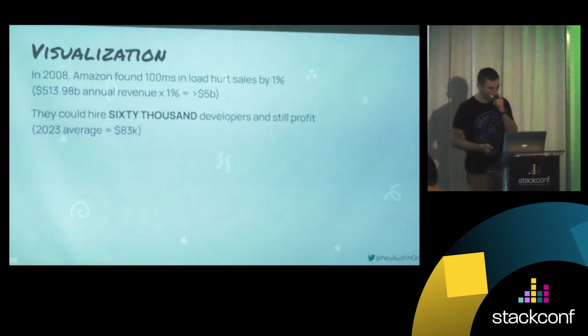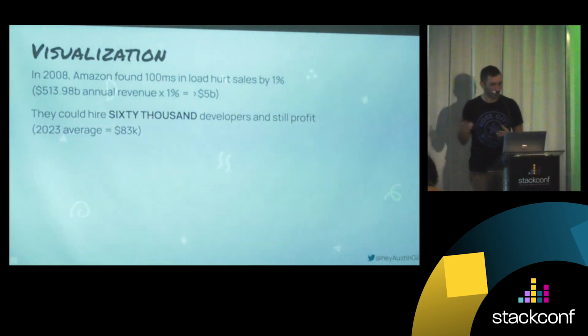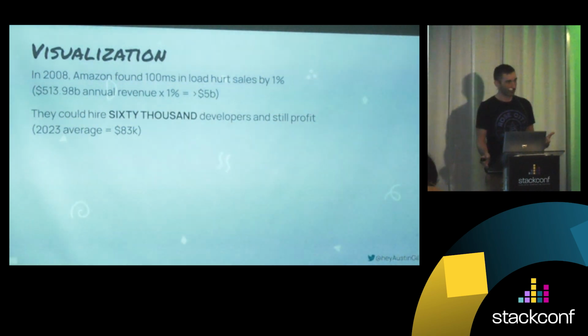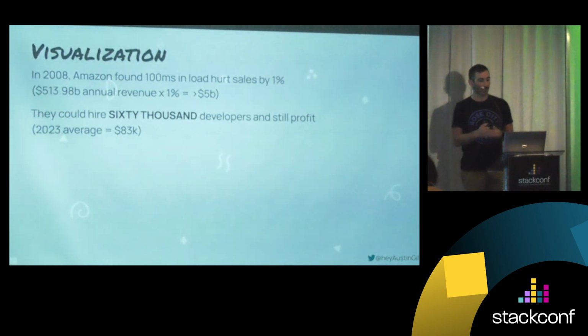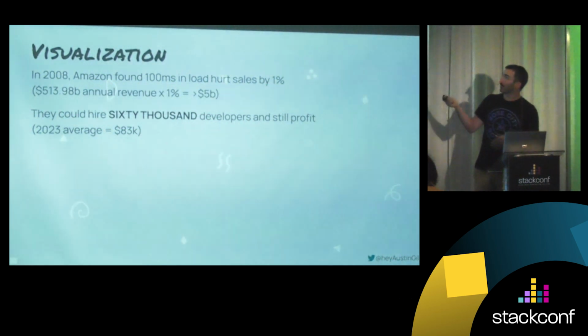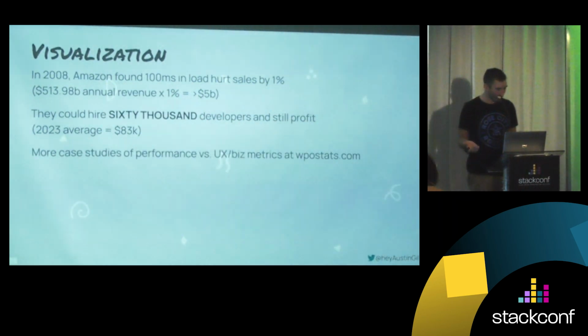responsible for. Now, if you compare that to the average salary of web developers in 2023 of $83,000 a year, they could hire 60,000 developers. And if any one or all of them somehow managed to shave off 100 milliseconds, those 60,000 developers, Amazon would still make a profit from hiring that number of people, which is insane.